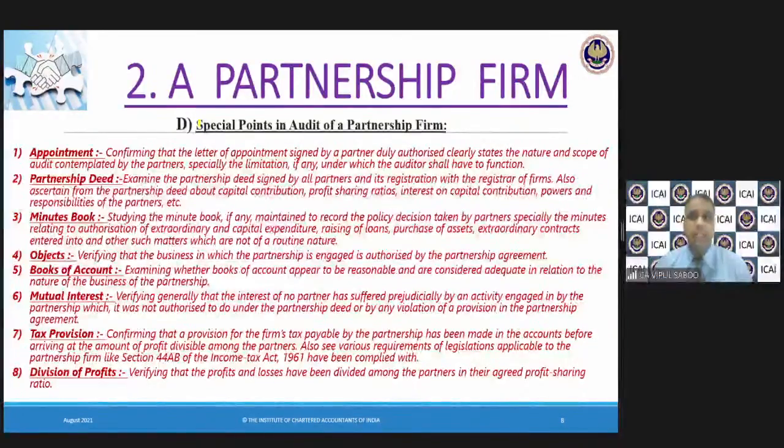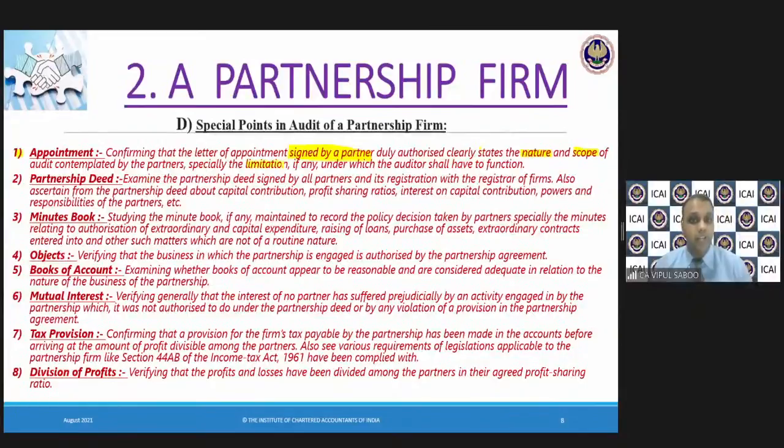So when you are conducting the audit of a partnership firm, what are the points that you need to keep in mind? Your letter of appointment should be signed by a partner who is duly authorized to appoint you. You should check in the deed whether this particular partner has been given the powers to appoint you. You have to see the status, the nature, and the scope of your audit.